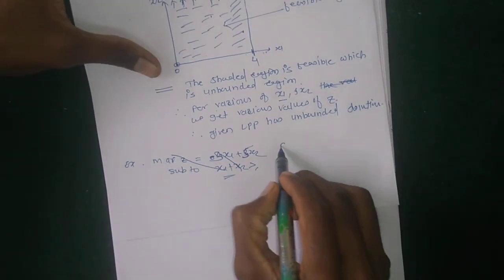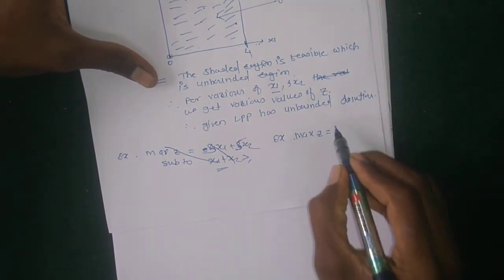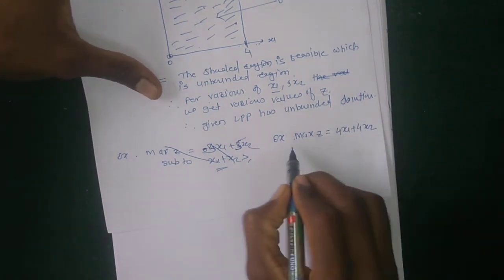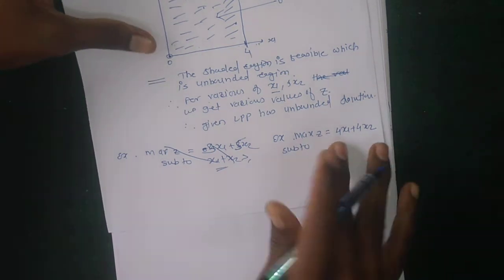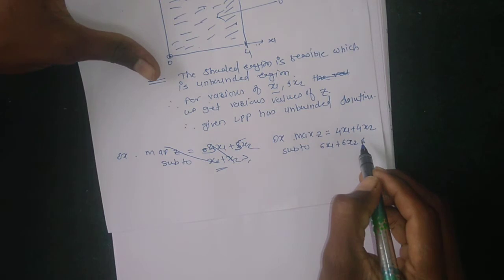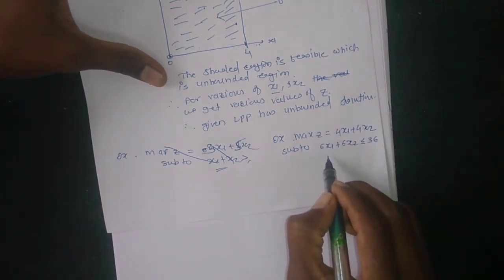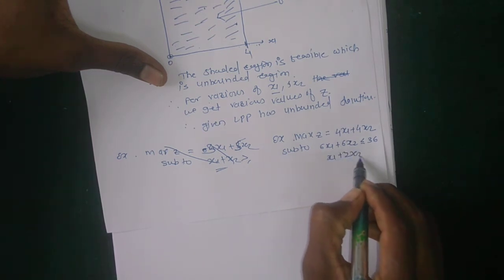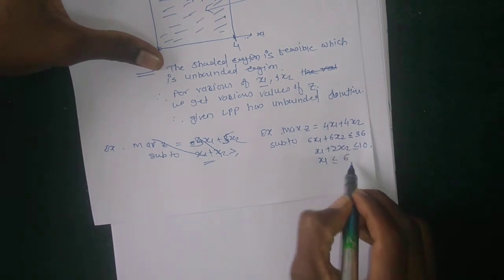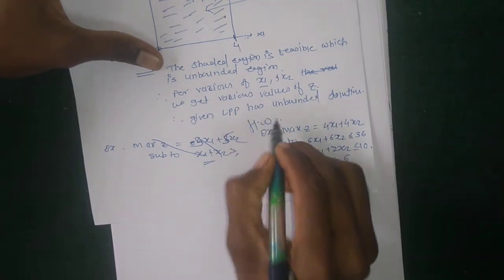So the next problem is: maximize z = 4x1 plus 4x2 subject to 6x1 plus 6x2 is less than or equal to 36, and x1 plus 2x2 is less than or equal to 10, and x1 is less than or equal to 6, where x1 and x2 are greater than or equal to 0. Solve this problem at home.